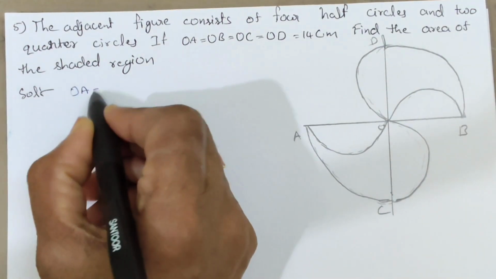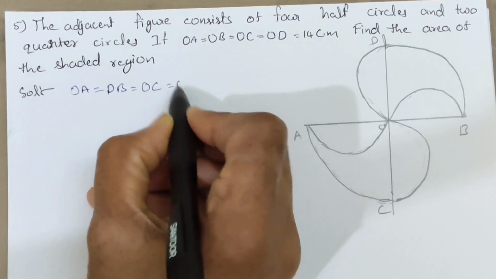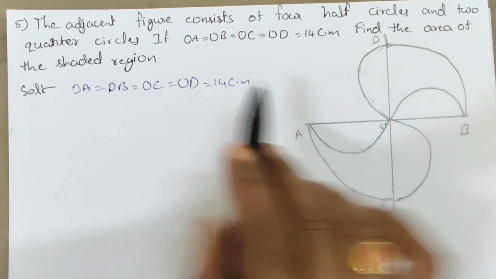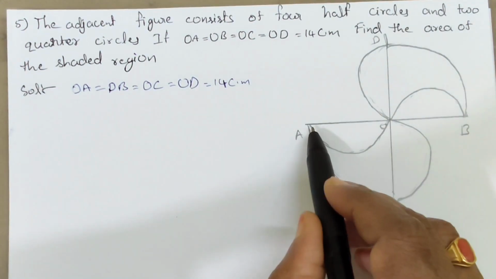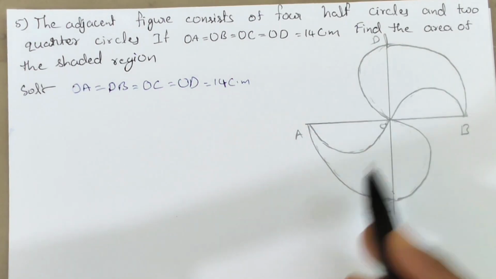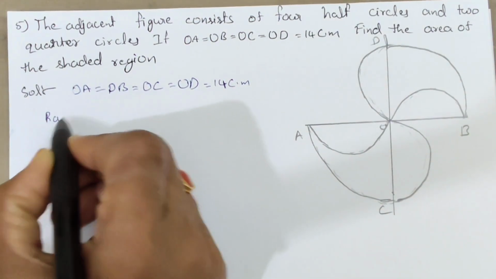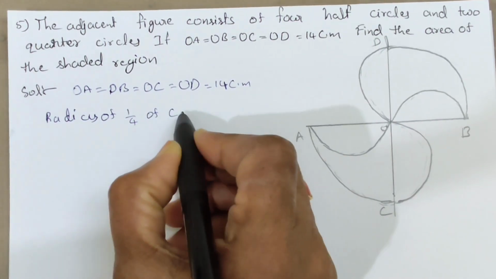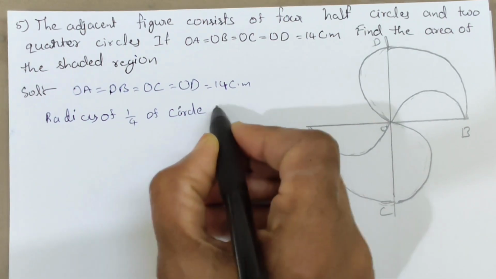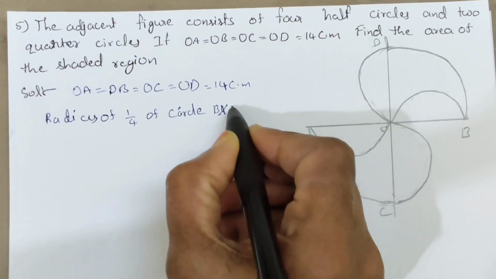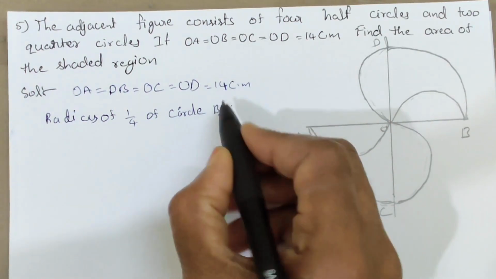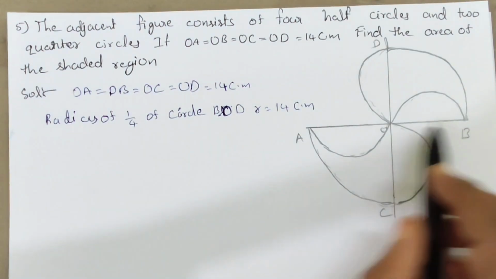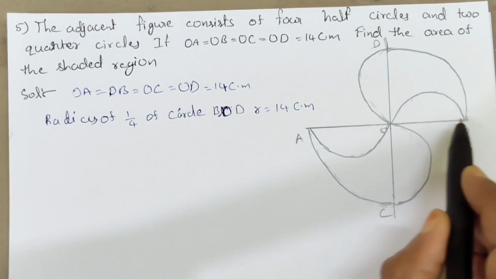Here OA, OB, OC, OD are equal to 14 centimeters. So OA, OB, OC, OD is equal to 14 centimeters. 14 centimeters means O to A is the radius of the bigger circle. Now the radius of the quarter part of the circle BOD, R is equal to 14 centimeters, since radius OB is equal to 14 centimeters.